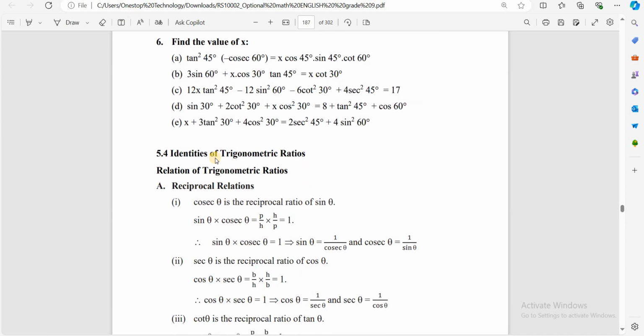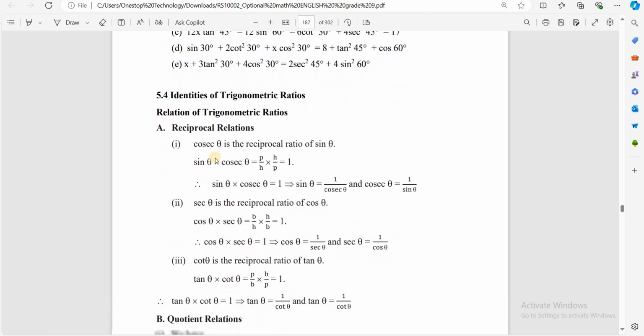So now, identities of trigonometric ratios. The relation of trigonometric ratios. I have already talked about these ratios, the standard angles. What we know is sin is the inverse of cosec. So if sin is p by h, then cosec is h by p. If we multiply these two, we get the value 1. So sin into cosec is 1.